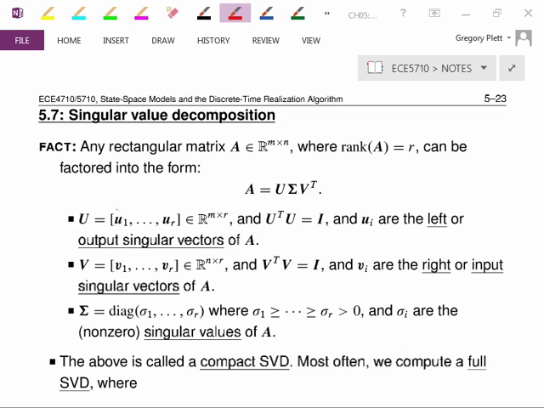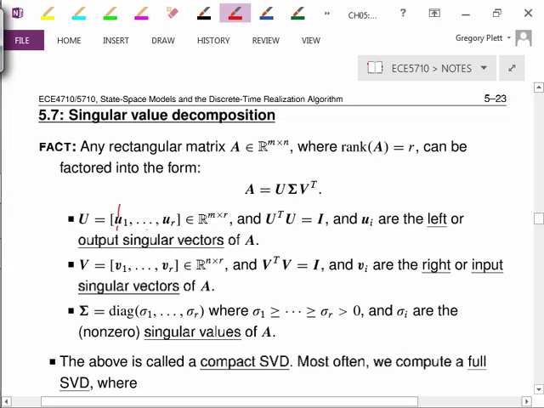U is a matrix, and its first column is U1, second is U2, dot, dot, dot, last column is U sub r. So U is an m by r matrix, such that U transpose U is the identity matrix. And the vectors Ui are known as the left singular vectors, or the output singular vectors of the A matrix.